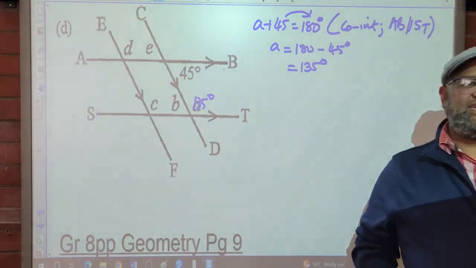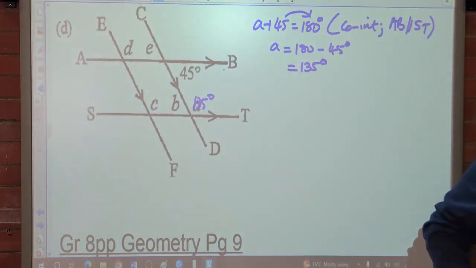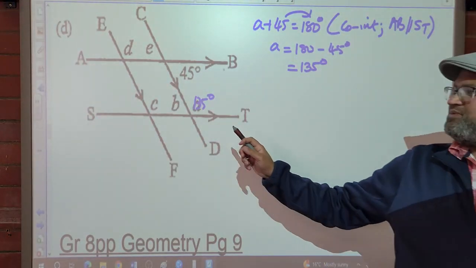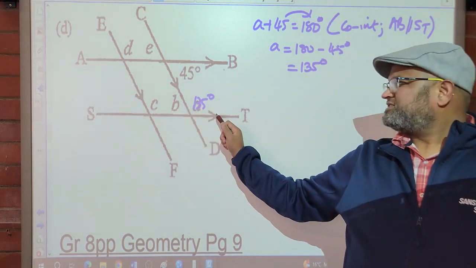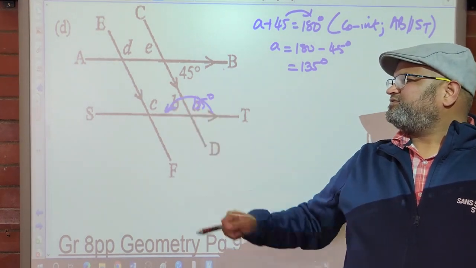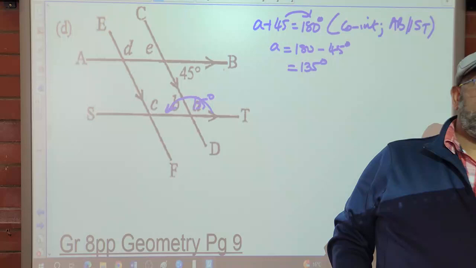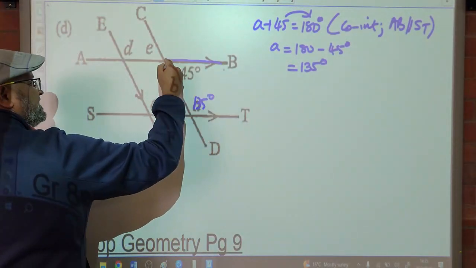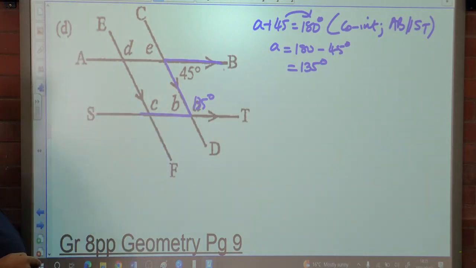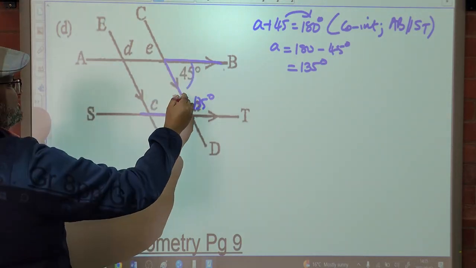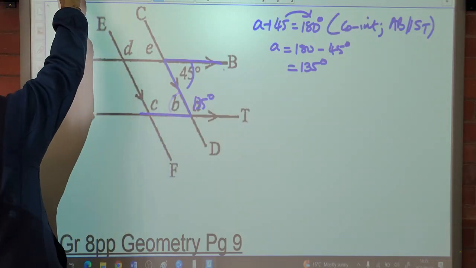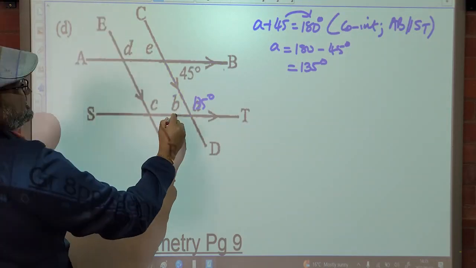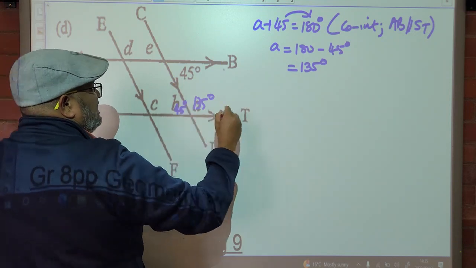I'm going to calculate B. You all see alternate. How else could you have calculated B? Straight line. B plus 135 is 180, straight line. But if you do the alternate angles, there's no calculation involved. Can you see that? So this angle is equal to that angle. So B is 45 degrees.